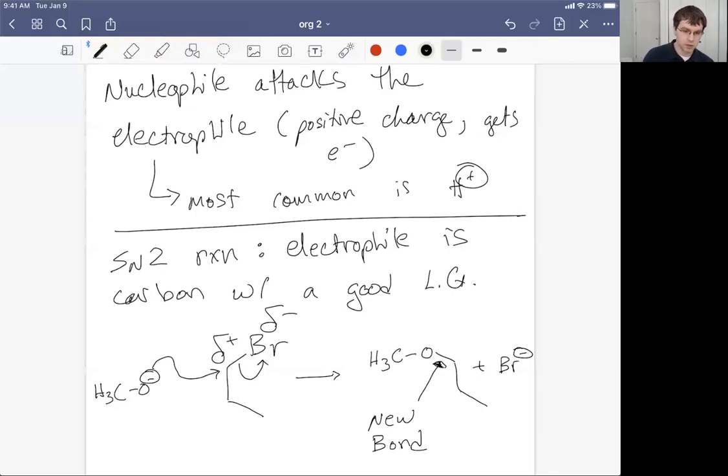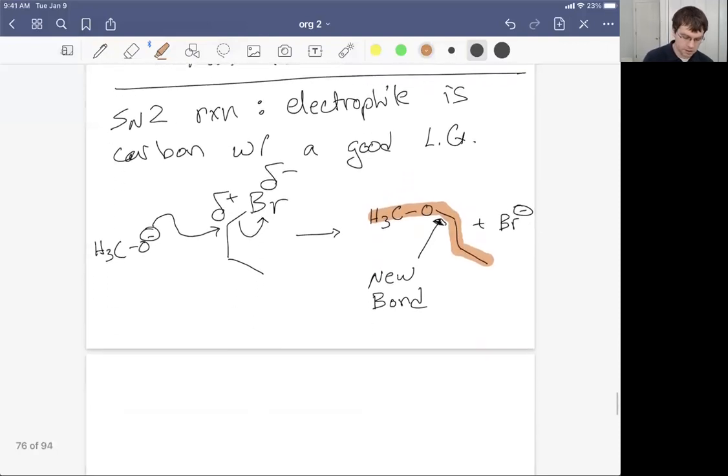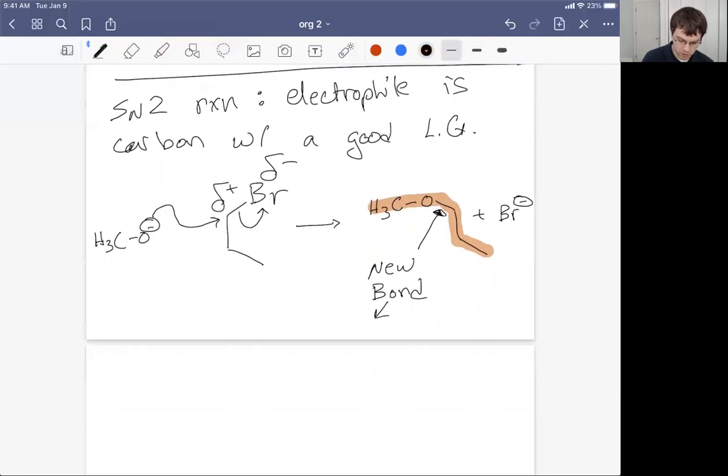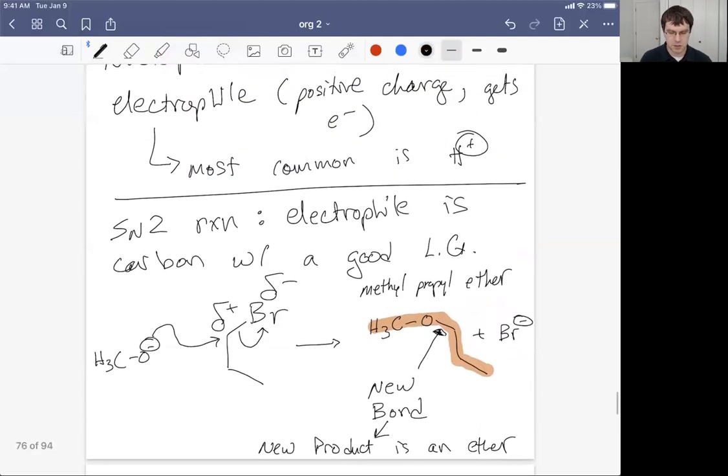Now, what I want to do is take a second to look at the structure and realize that the new product is an ether. And if we want to name this, this would be methyl propyl ether. So this is a general introduction to ethers. We looked at the functional group. We looked briefly at how to name these things, and we also thought about the substituents that were involved.